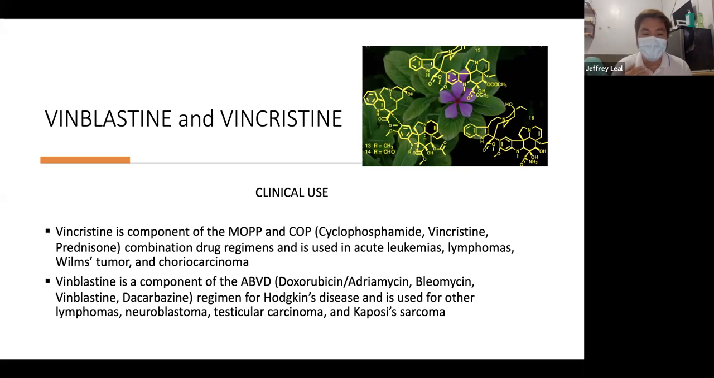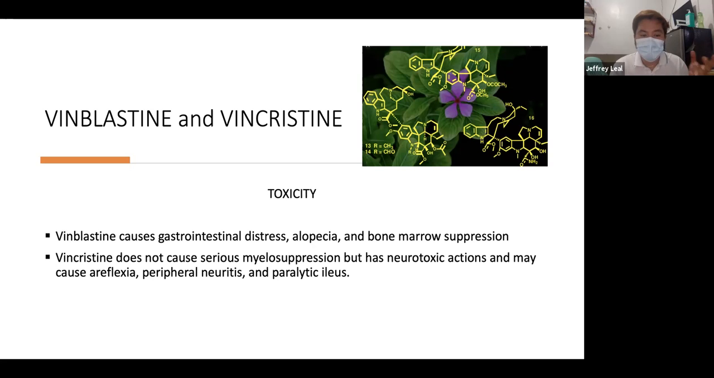Okay? So vincristine is a component of the MOPP and COP regimens, which are used in acute leukemias, lymphomas, Wilms tumor, and choriocarcinoma. While vinblastine is a component of the ABVD regimen for Hodgkin's lymphoma. And it is used for other lymphomas, neuroblastoma, testicular carcinoma, and Kaposi's sarcoma. Okay? So vinblastine can cause gastrointestinal distress, hair loss in the patient, and bone marrow suppression.